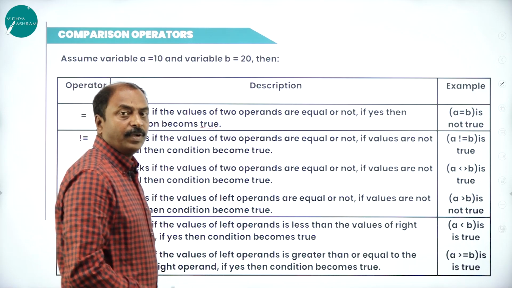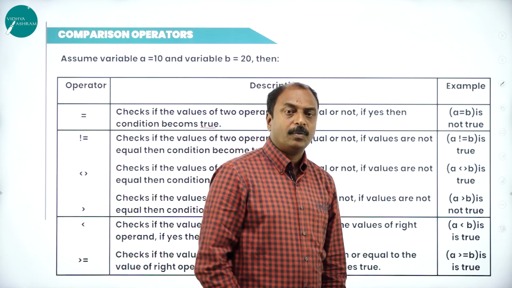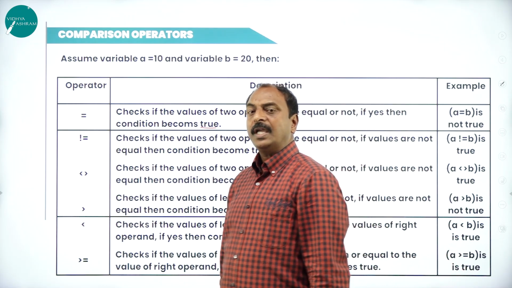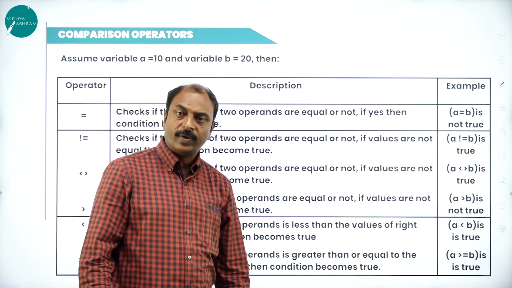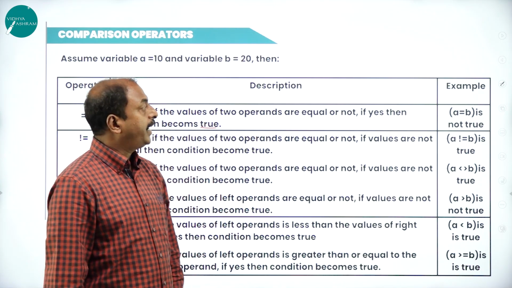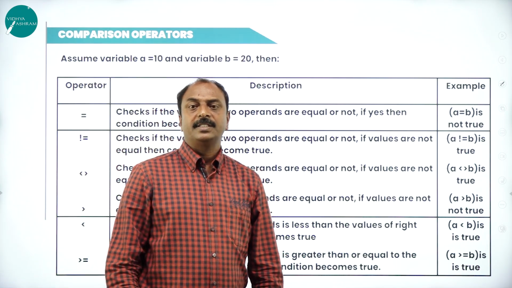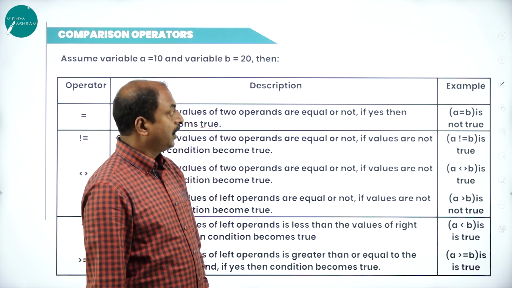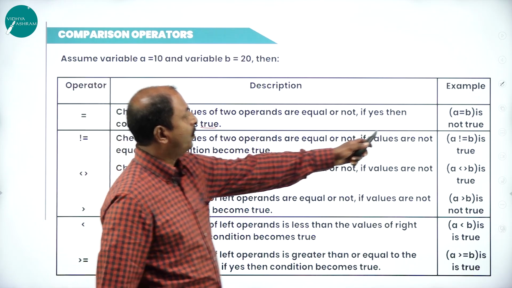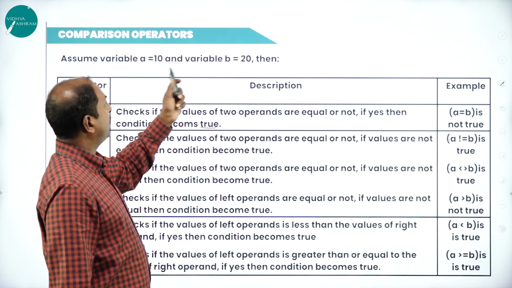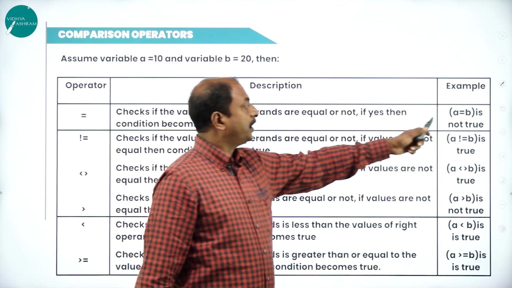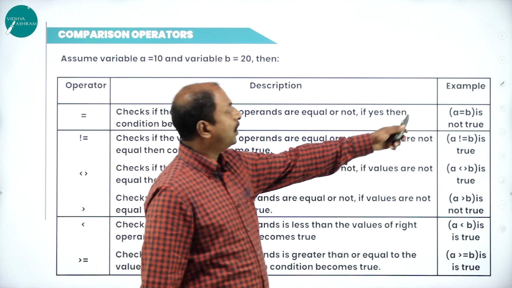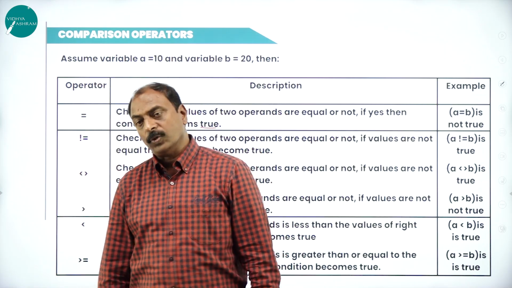Whenever we use these comparison operators, the result is either true or false. If the condition is satisfied, it results in true, and if the condition is not satisfied, it results in false. This is how a comparison operator works. First is equals: A equals B. The value of A is 10 and B is 20, so these two are not equal. It is not true, it is false.